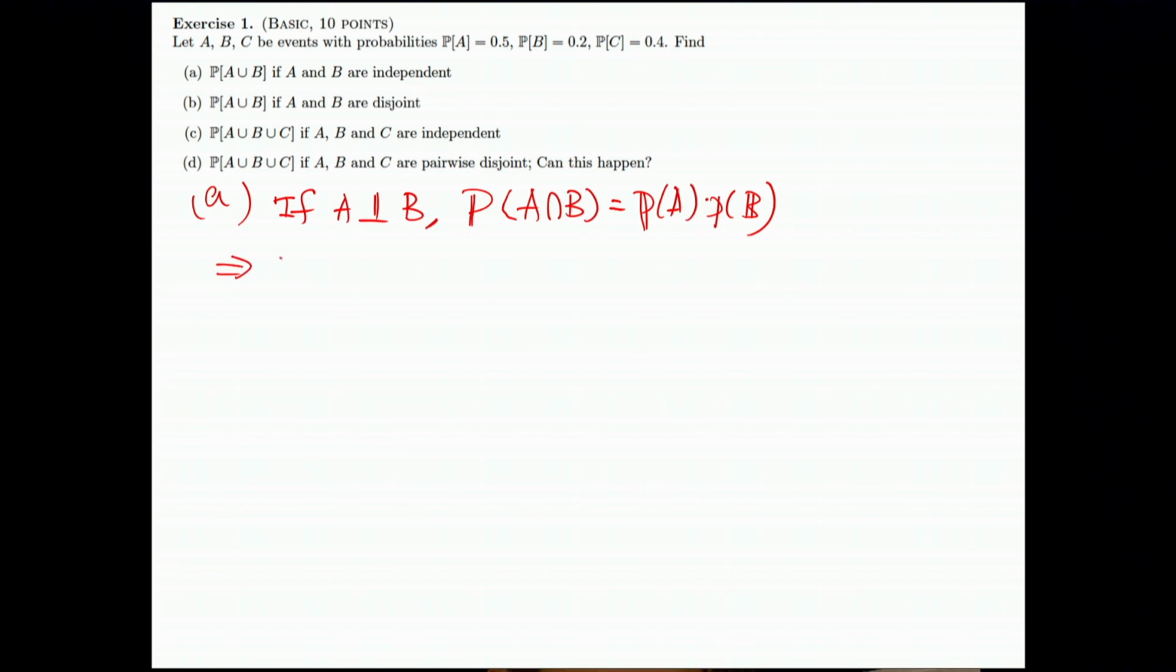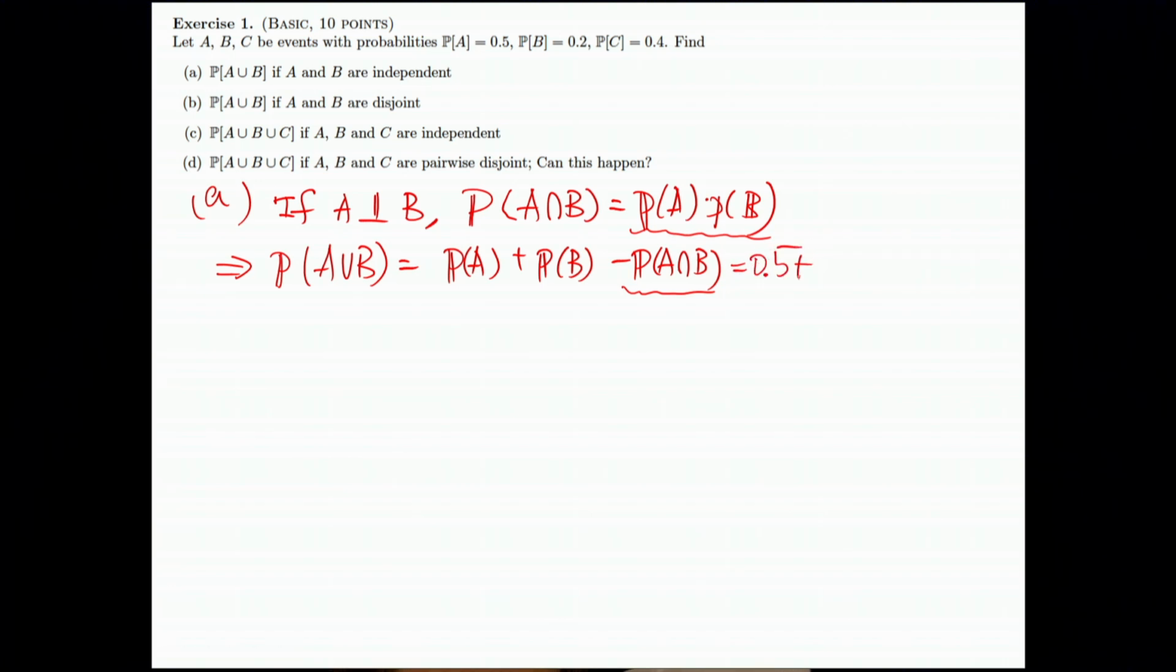So if I want to calculate the probability of A union B, this is the probability of A plus the probability of B minus the probability of A intersection B. And now A intersection B equals the probability of A times the probability of B. So this is 0.5, the probability of A, plus 0.2, the probability of B, minus the probability of A times the probability of B. The final answer is 0.6.